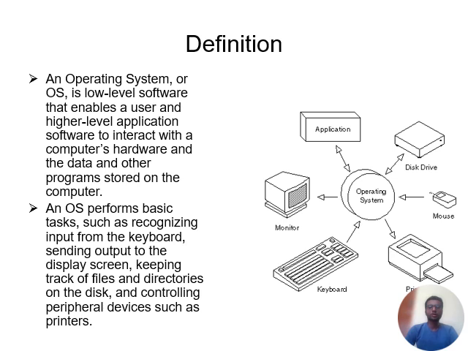An operating system or OS is a low-level software that enables a user and higher-level application software to interact with the computer's hardware and the data and other programs stored on the computer. An OS performs basic tasks such as recognizing input from the keyboard, sending output to the display screen, keeping track of files and directories on the disk, and controlling peripheral devices such as printers.